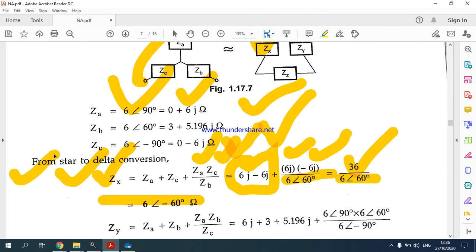How we got ZX. Is everyone clear? Any doubts? No doubts? No, sir.